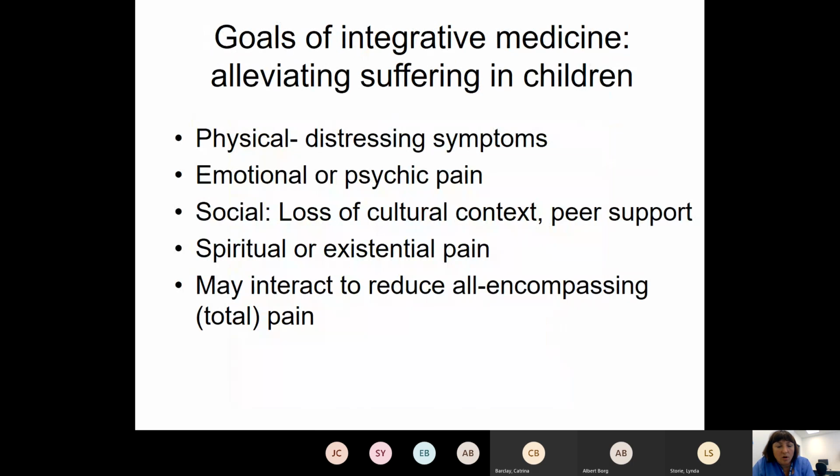So I told you that I had far too much to talk about. I just wanted to finish on talking about integrative medicine, or this multimodal approach, which can be used to address all aspects of pain, not just physical, but emotional, social, and spiritual as well. And we can have further, deeper discussions about these different aspects of pain.